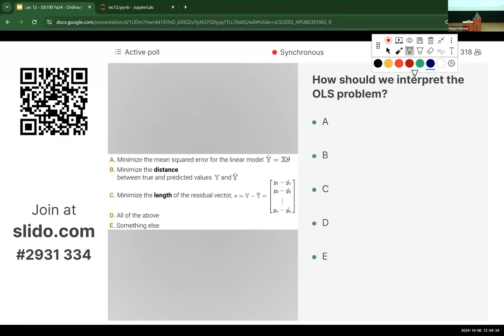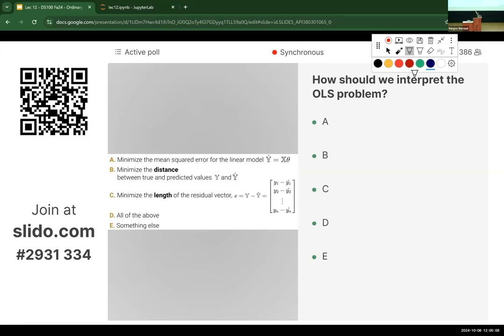Okay. I'm going to stay on this slide so that we can still respond and just go through each one of these options. The first option says minimize the mean squared error for the linear model y hat equal to x times theta. That was the definition. We said that ordinary least squares is the model that is multiple linear regression, which would derive the equation to be y hat equal to design matrix times theta. And then we know that the objective function is going to be mean squared error. So A is correct.